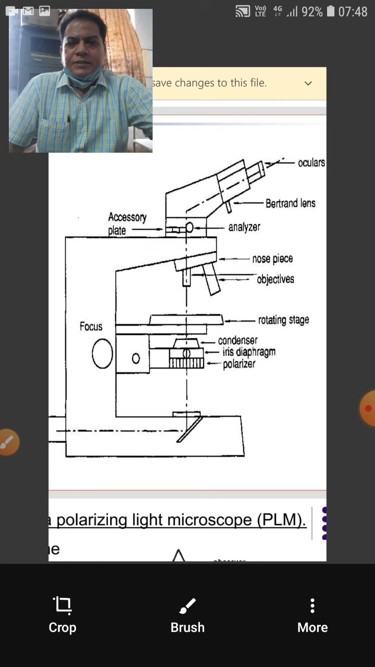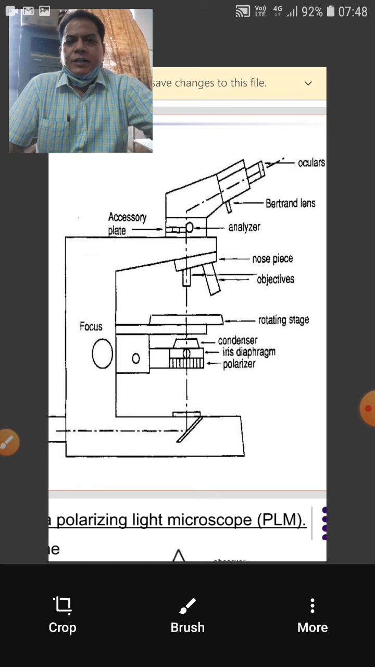The other upper surface, which is rough, is again ground and made to a thickness of 0.03 mm, and after that the cover slip is fixed with the help of Canada balsam. This is the permanent preparation of a slide or thin section, which is observed under your polarizing or petrological microscope.